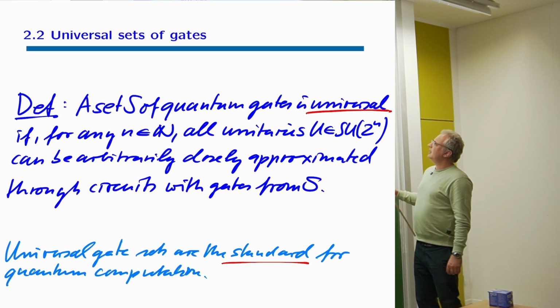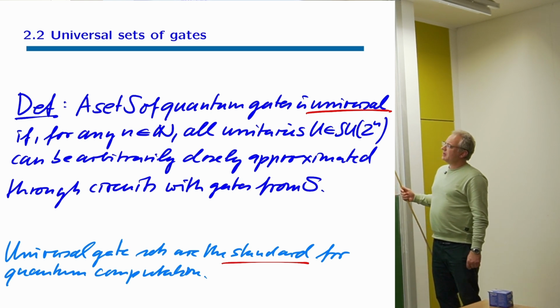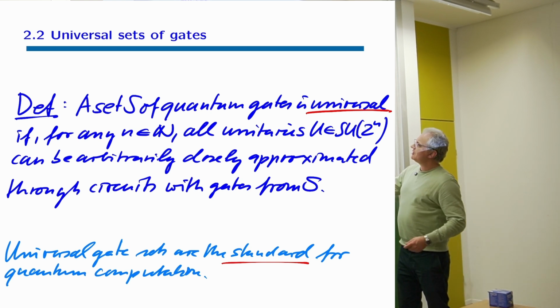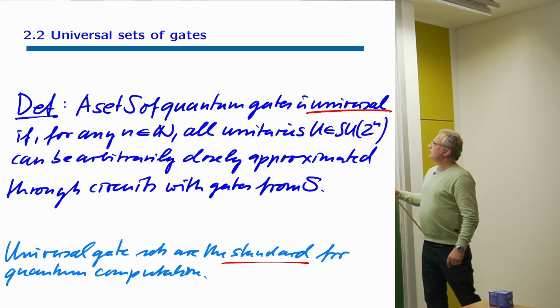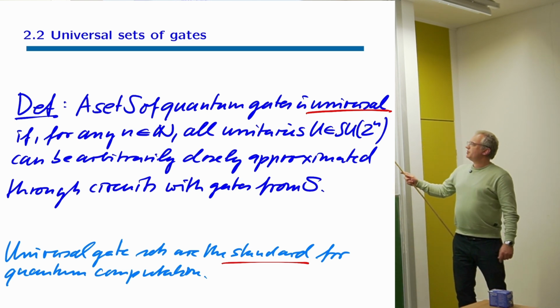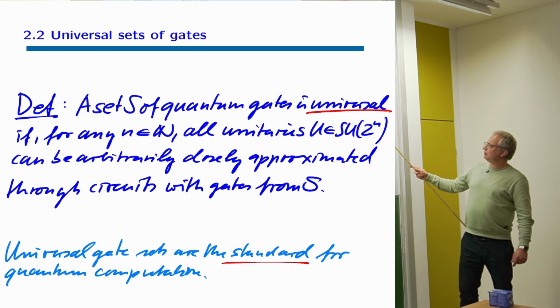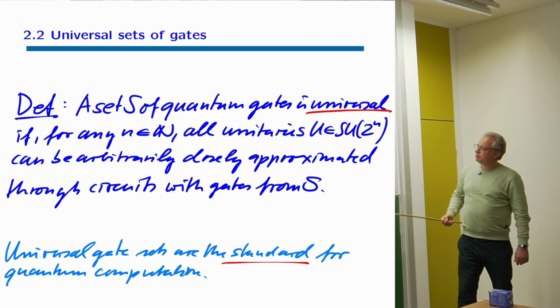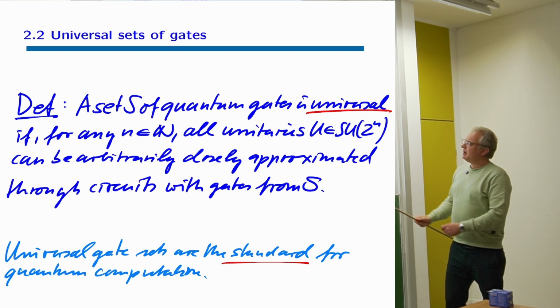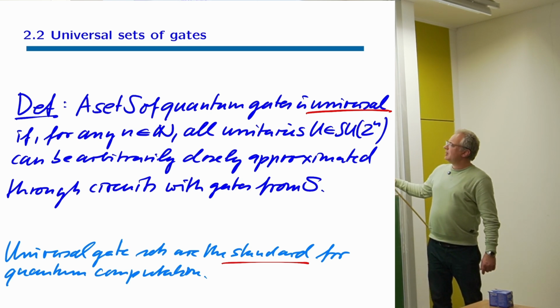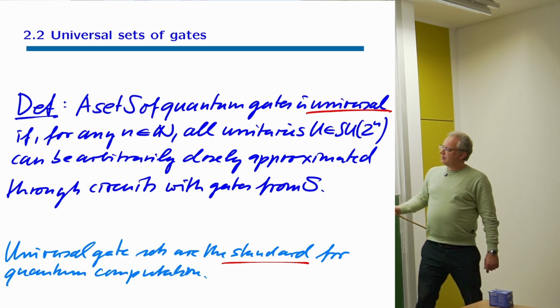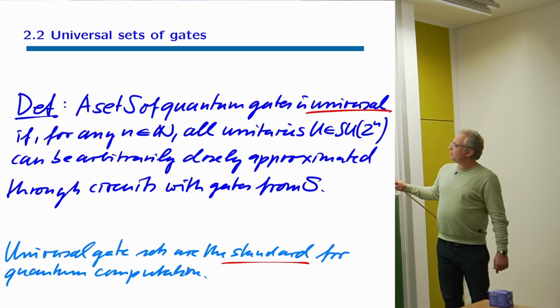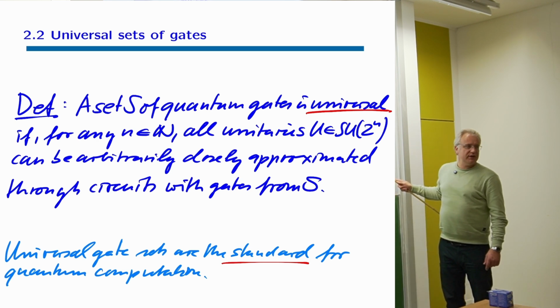So we say a set of gates is universal if, for any integer n, all unitaries in the special unitary group SU(2^n), so this is the special unitary group that applies in the case of n qubits, so any element in that special unitary group can be arbitrarily closely approximated through circuits with gates from that set and from only that set.